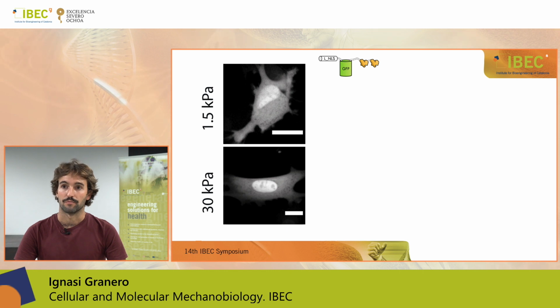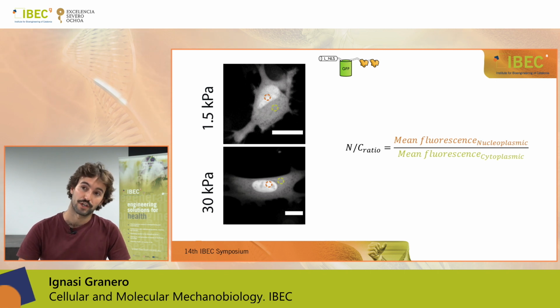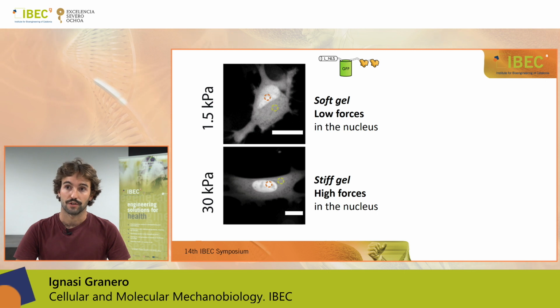When we transfect cells with our sensor and seat them in two different conditions, soft and stiff gels, we can see differences. To measure these differences, we measure the nuclear to cytoplasmic ratio, which is the mean fluorescence in the nucleoplasmic area divided by the mean fluorescence in the cytoplasmic area. In these two conditions, soft gels where the nucleus is under low forces and stiff gels where the nucleus is under high forces, we get different results.